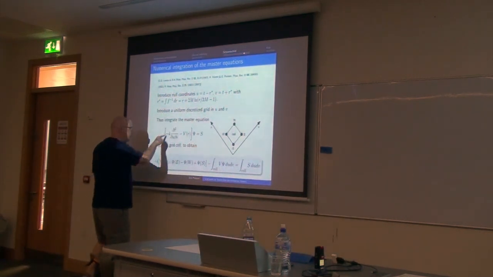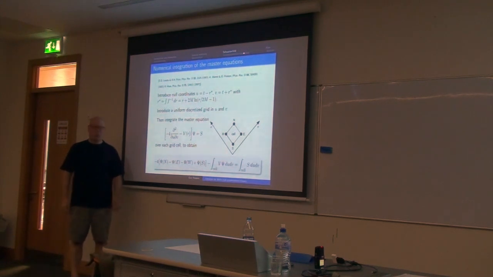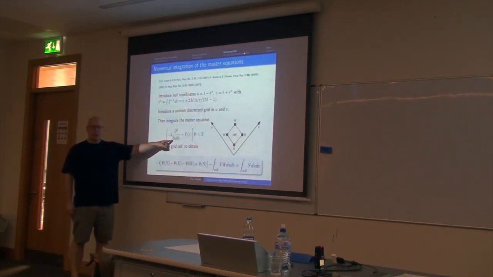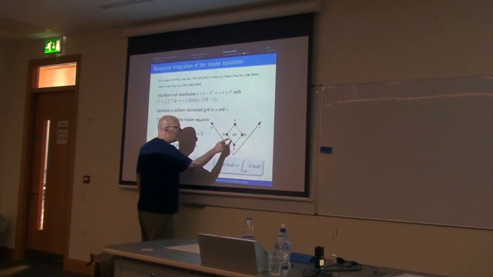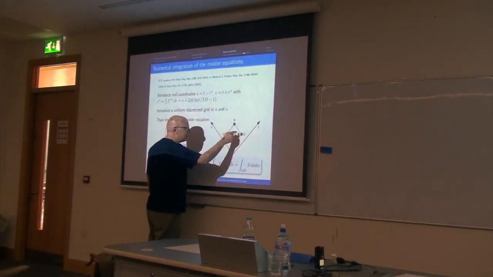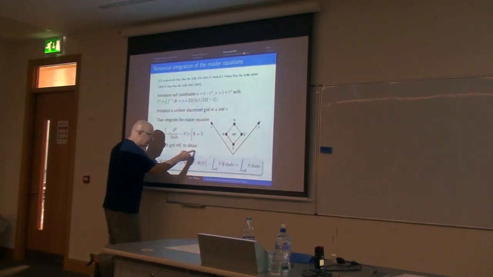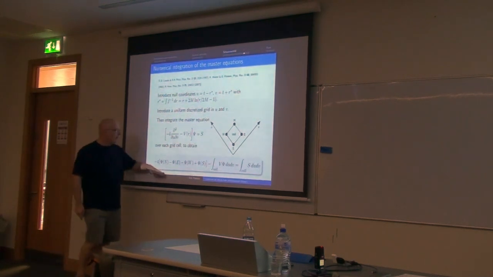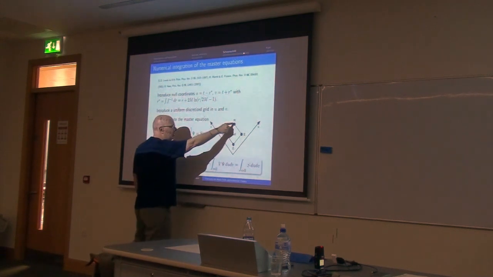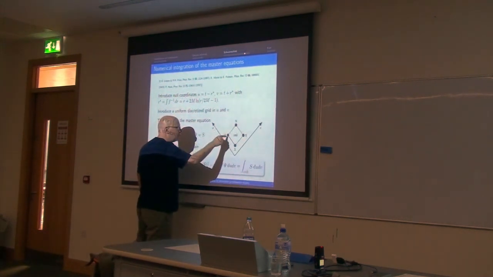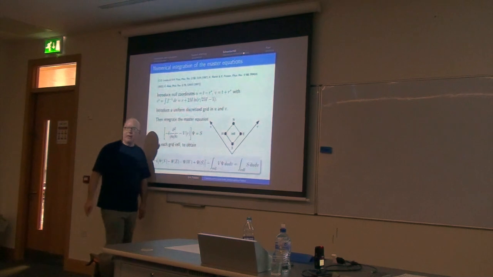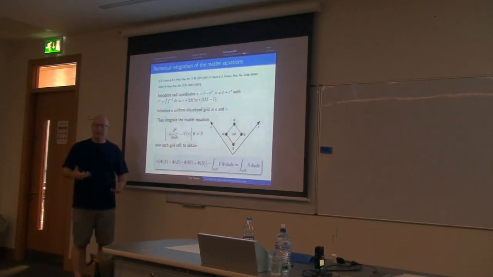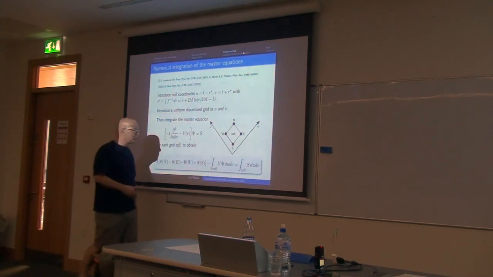Integrating this is trivial. I just do one integral and then the other integral, and I will get this minus this, this minus that, and then this minus that. It will all package itself into this very nice structure over here. And that allows me to determine the value of the field here if I know the values at preceding grid points.